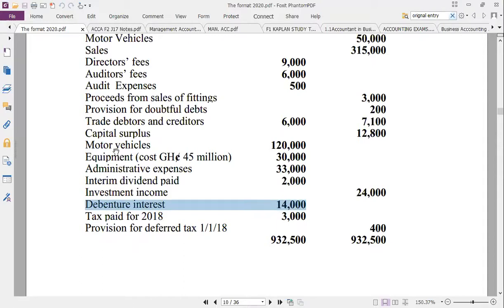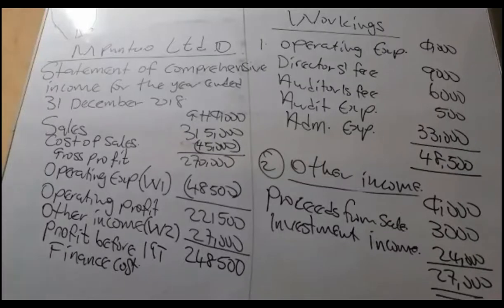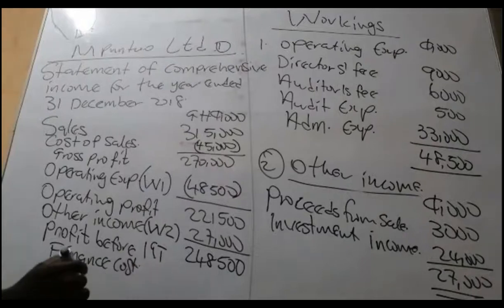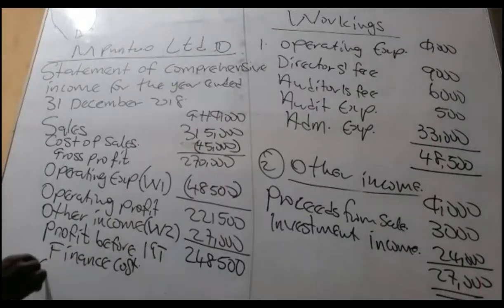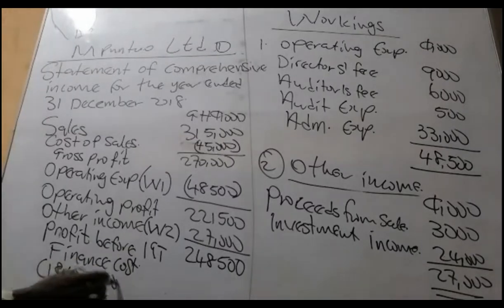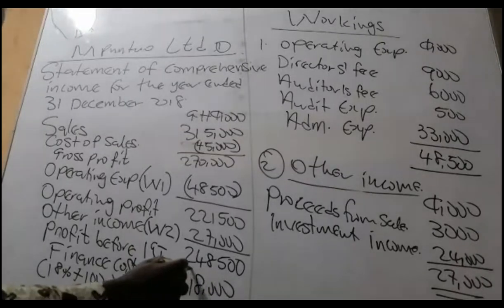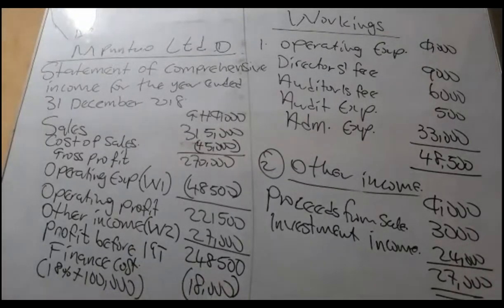But once they've informed us that the interest on that facility is 18%, then we can calculate the interest by ourselves to determine what they've incurred for the period. So show working and then tell us. It will be something like this: you open your bracket nicely, 18% times 100,000, and that'll give us 18,000. Then you do it like this.